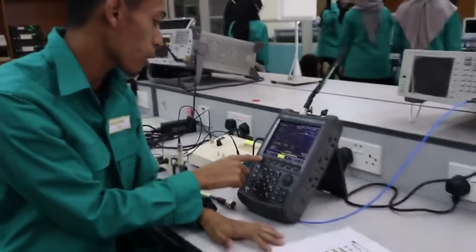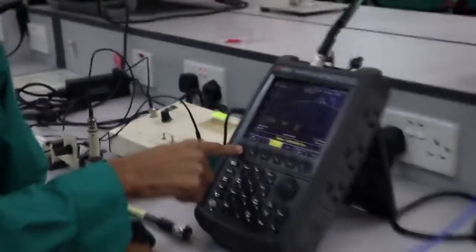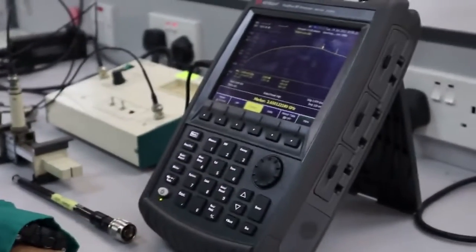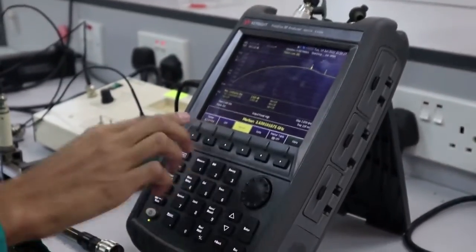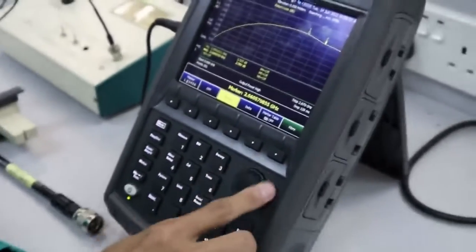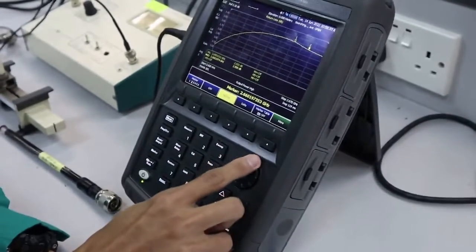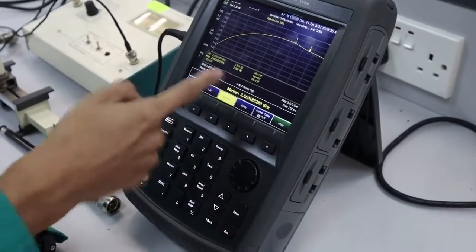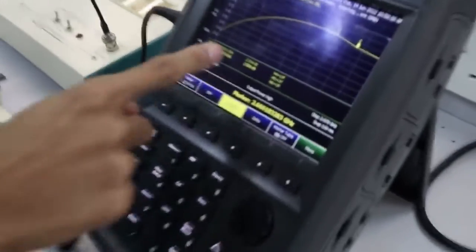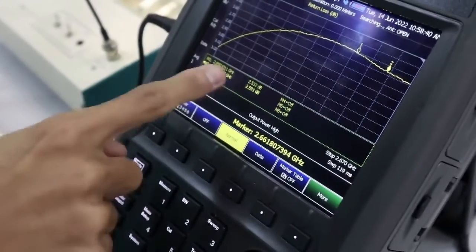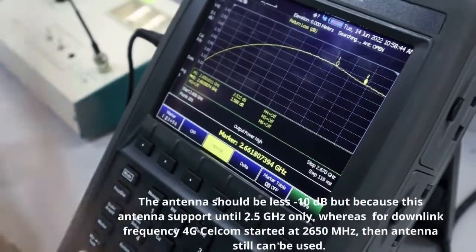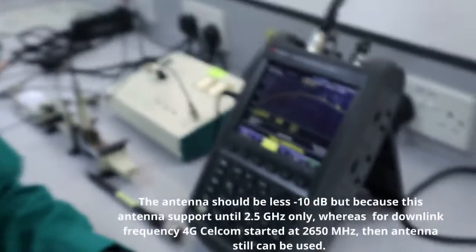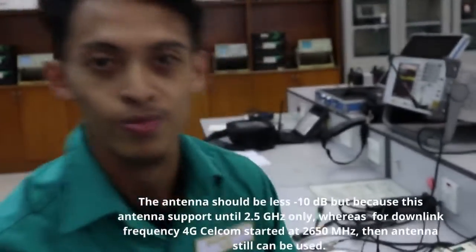So for marker 1 we find 2650, and marker 2 we find 2660. So we can see that it showed within the range. It has 2.5 dB. So the antenna is acceptable for detecting the 4G Celcom.